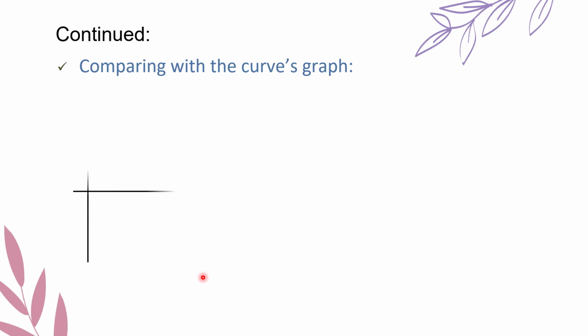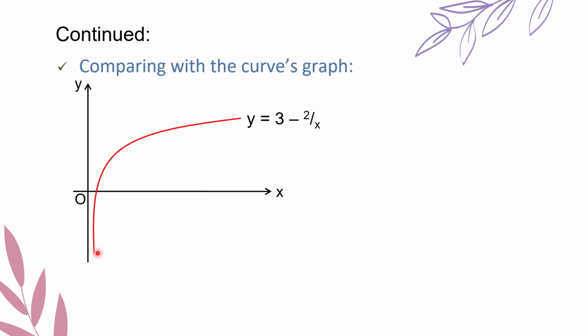Let's see the graph. The graph will be like this. In the visualization of the graph, it is always increasing, and it has no stationary point. Okay, let's continue to the next example.